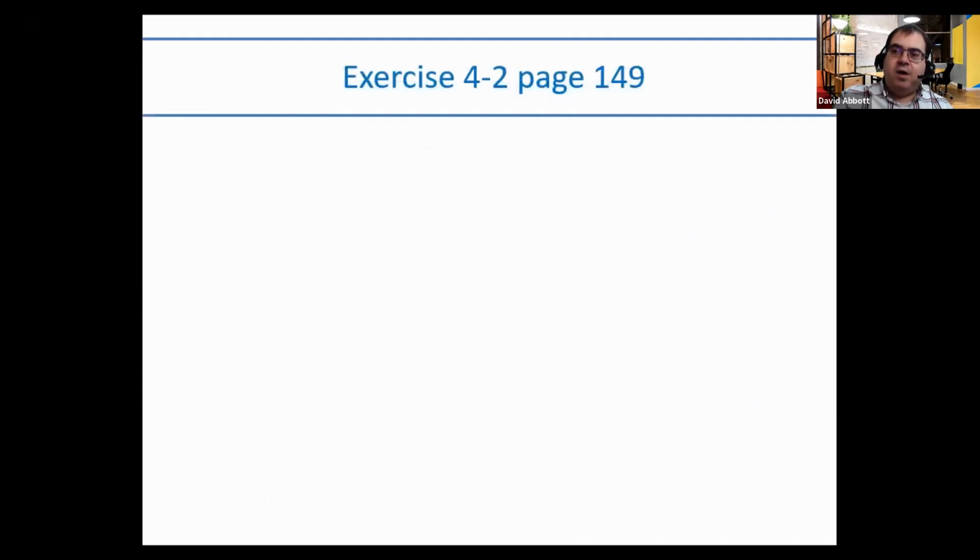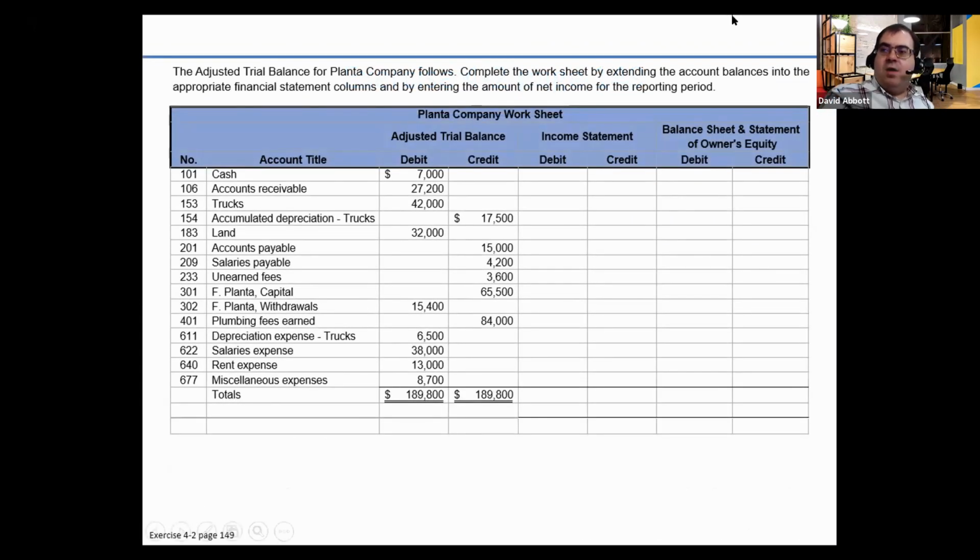Extending the amounts on a worksheet. So on this one, it says the adjusted trial balance for Planeta Company follows. Complete the worksheet by extending the account balances into the appropriate financial statement columns by entering the amount of net income.